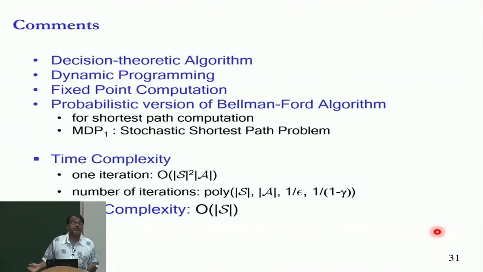It is also a dynamic programming algorithm. Why? Because at every point we have the n minus 1 value function that we have stored and we are using it to compute the nth approximation. Therefore, it is a dynamic programming algorithm. It is also one way to achieve fixed point computation.